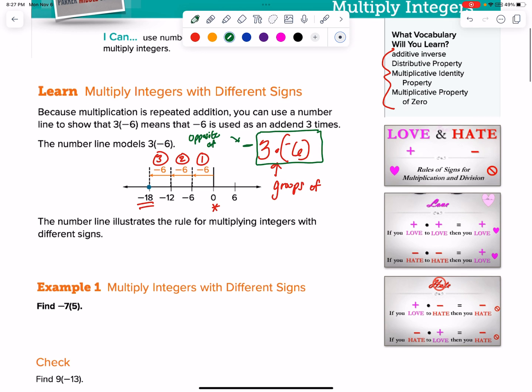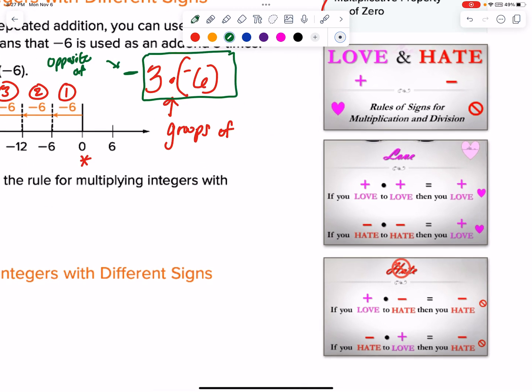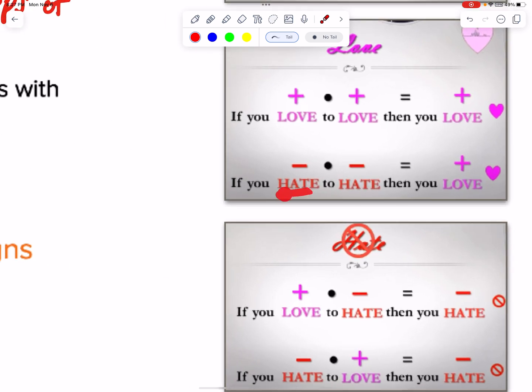We're going to be using this as the little trick to remember everything. So if you take a look down here, if you love to love, meaning we're multiplying a positive times a positive, if you love loving, then obviously you love at the end. So a positive times a positive is a positive. If you hate hating, so you hate to hate, think about that. If you don't like hating, then what does that mean? That means that you love. So multiplying a negative times a negative is also going to be positive.